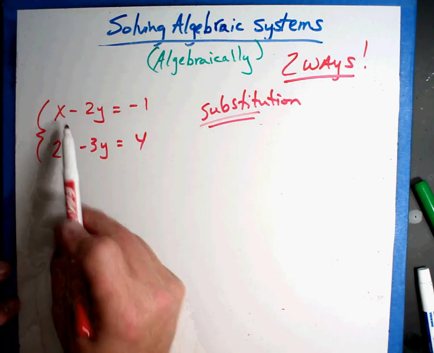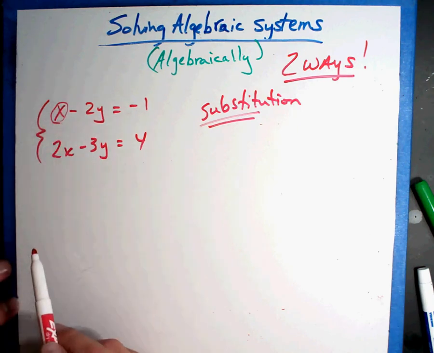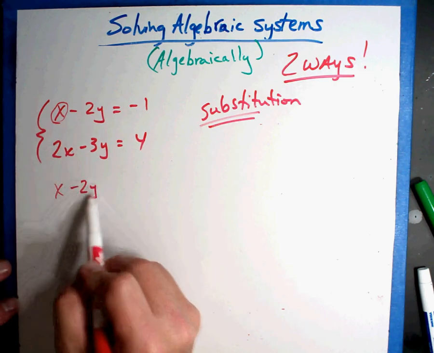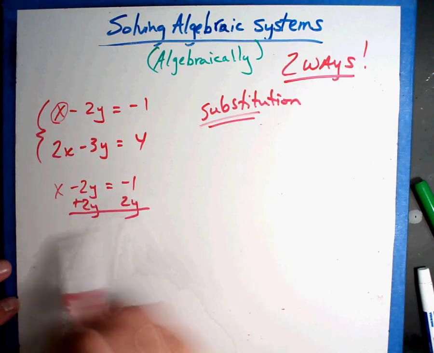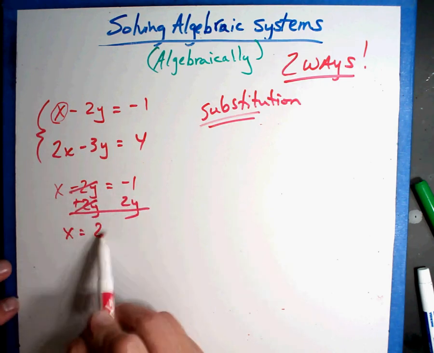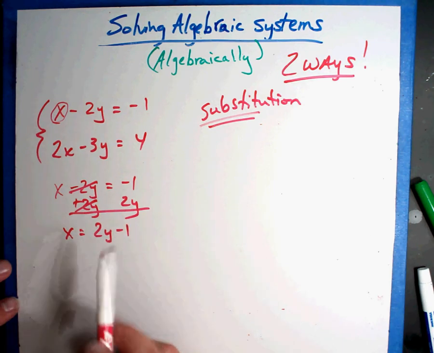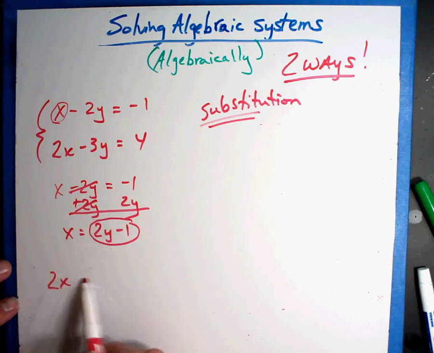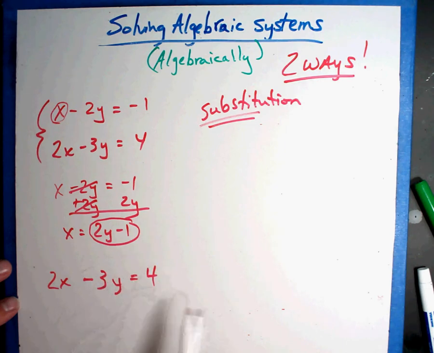So the first one looks pretty easy to me, and I'm just going to solve it for x. Doesn't matter which one, but I'm going to go ahead and solve it for x. If I take that first formula, x minus 2y equals negative 1, I can add 2y, and x is 2y minus 1. So I'm going to substitute this into the other equation, and I'm going to put this in there.